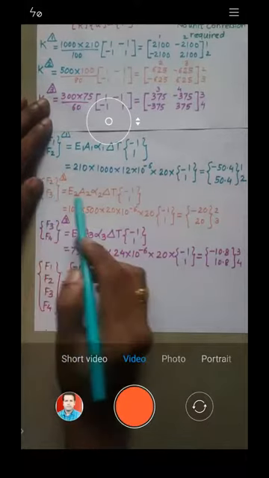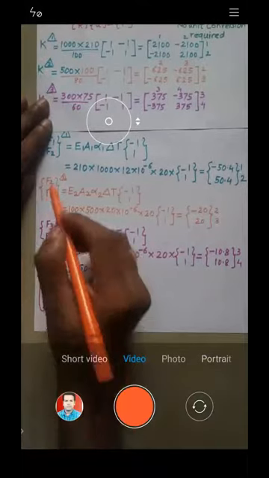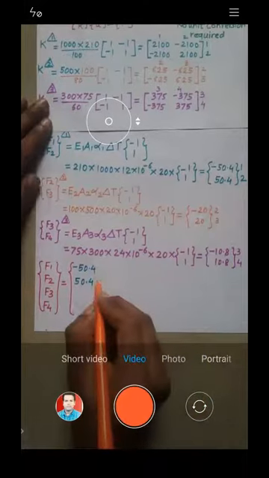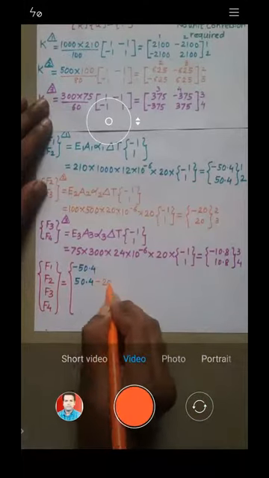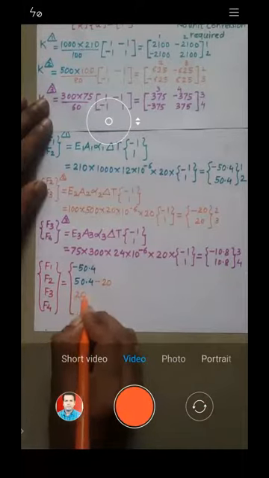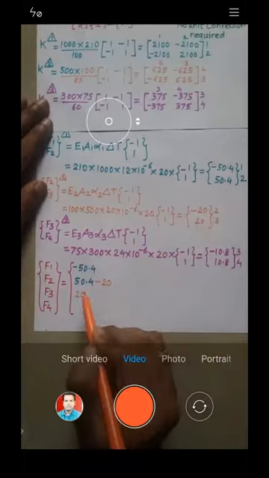What is F2, F3? It is minus 20, plus 20. Try to understand. See, F2 here is minus 20 and F3 is 20. So here, I need to write this as minus 20, and here I need to write F2 as 20. Try to understand. See, minus 20, 20, minus 20, 20.